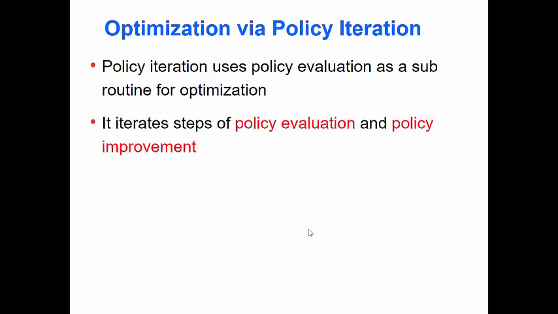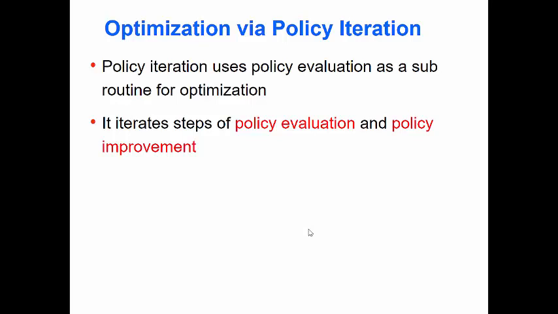So all policy iteration is going to do is iterate through two steps. One is it's always going to maintain a current policy, and then it's going to evaluate that policy. Right? We've learned about policy evaluation already. And then it's going to do a policy improvement step.